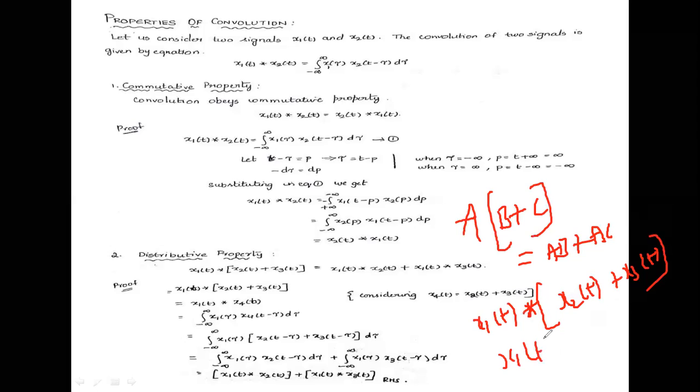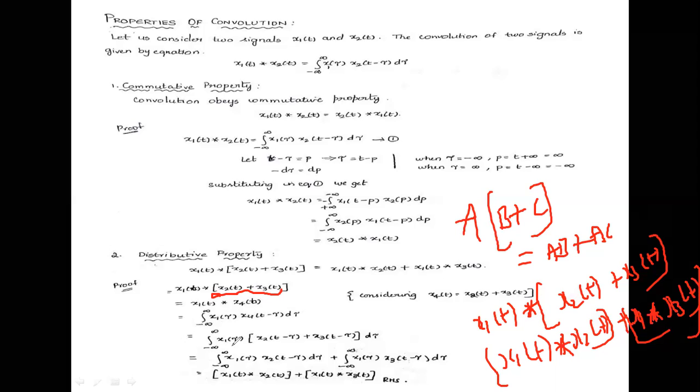So x1 of t with the convolution of x2 of t as one function, plus x1 of t with the convolution of x3 of t. So integral from minus infinity to infinity x1 of tau, x4 of tau. Why am I taking this x4? Already inside there is x1, x2 and x3. So in this term I am only taking x4 of tau. So x1 of tau, x4 of t minus tau d tau.